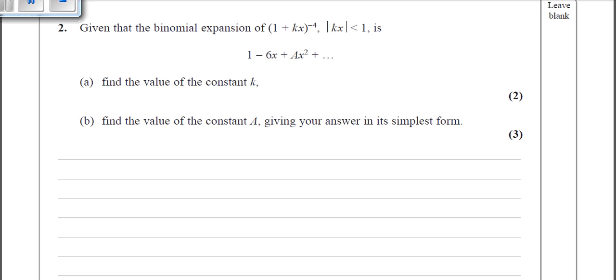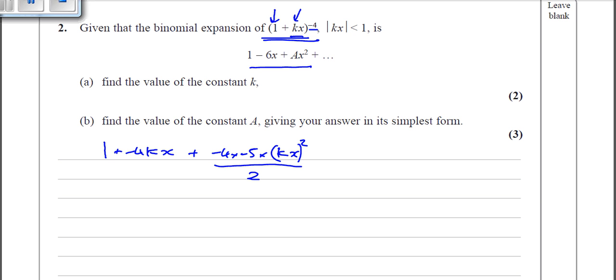Okay, so the 2014 take on the binomial expansion was this one here. It's given you the original thing, it's given you the actual expansion, but they haven't told you what k is. So if I was going to do the expansion of this, it's already 1 here, so I don't need to bring anything to the outside. So the first thing is going to be 1. And the next term is going to be minus 4 times this thing here, so that's going to be plus minus 4kx. And the next thing is going to be minus 4 times by the power below, so minus 5 times by kx squared all over 2.